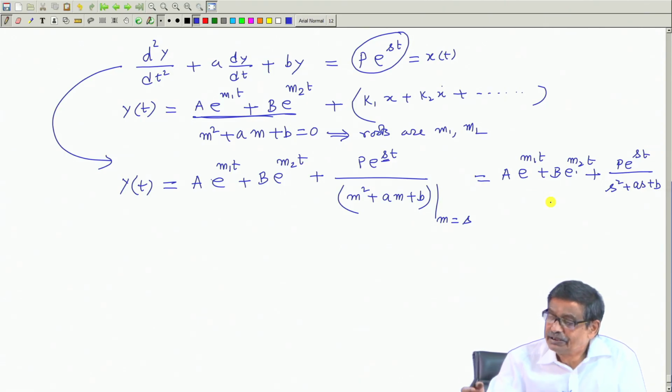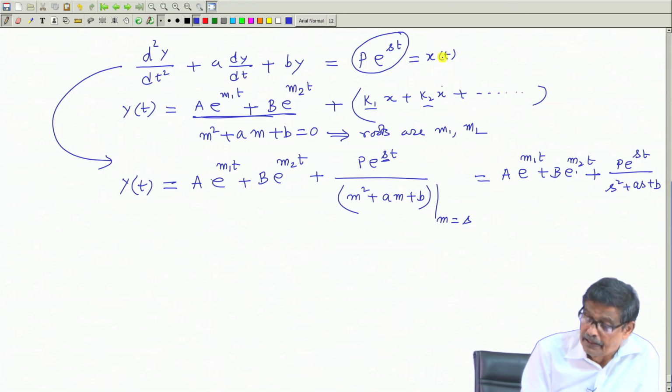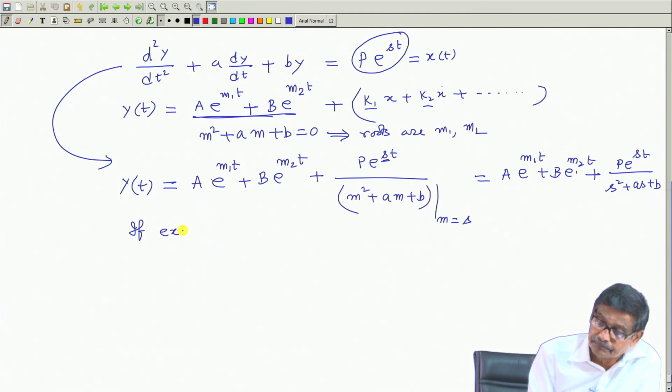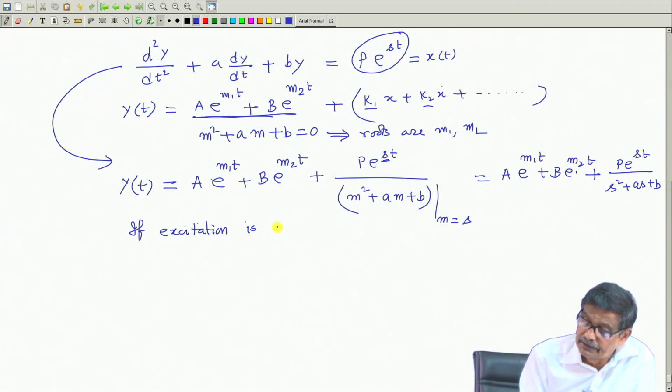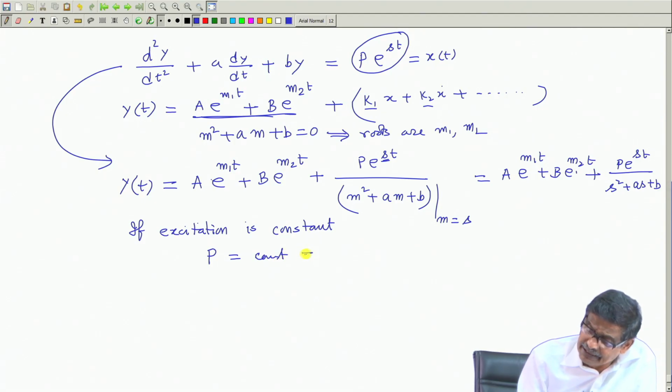Got the point? Determination of constants, finding out k 1 and k 2, was slightly difficult earlier. What happens if the excitation is DC, that is constant, say the right hand side p is equal to a constant? Anyway, this can be written as p into e to the power 0 t.